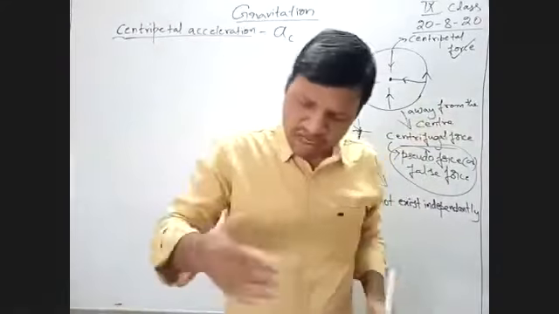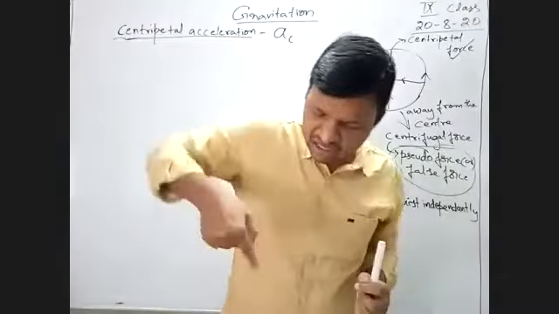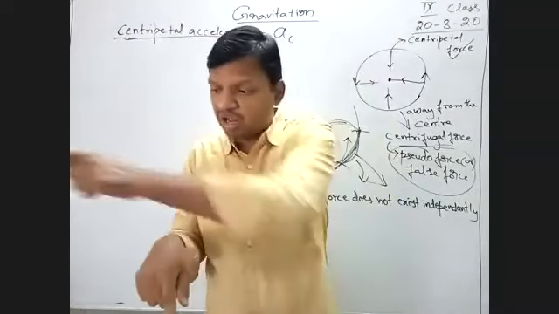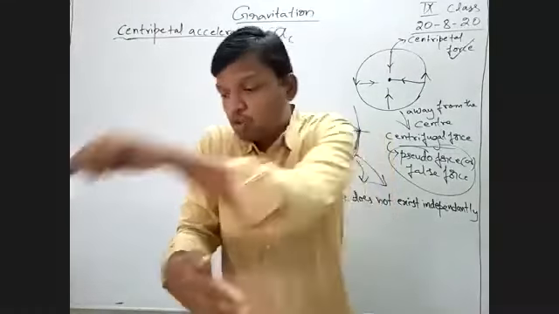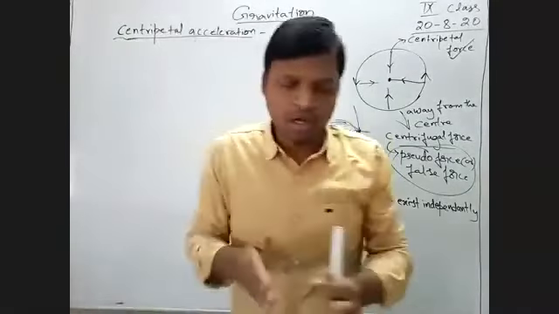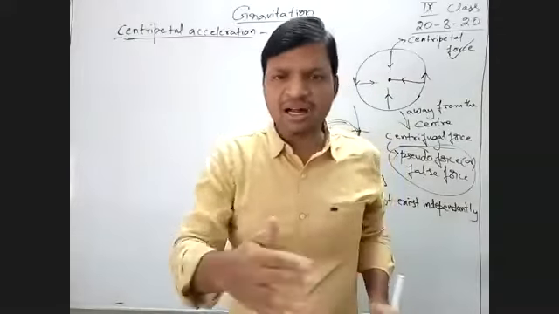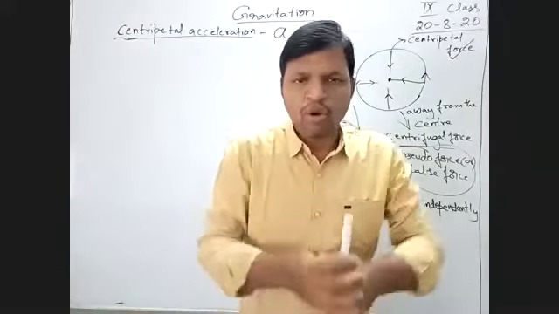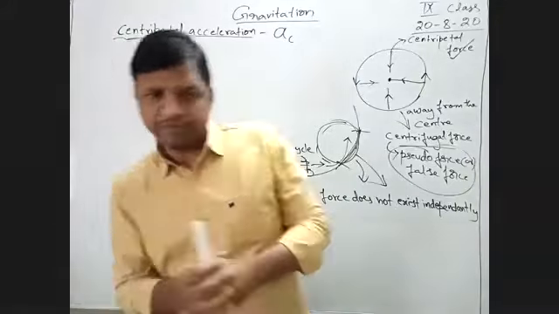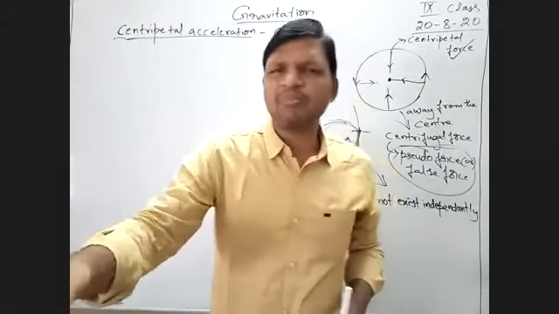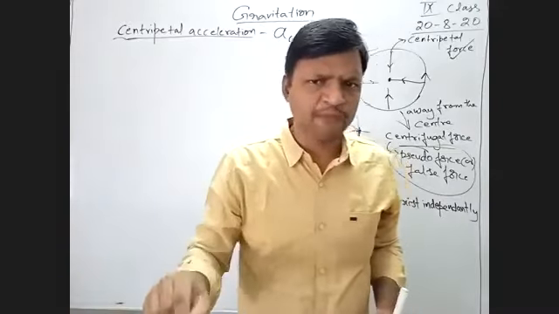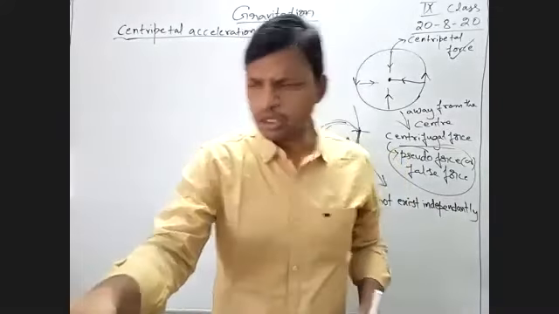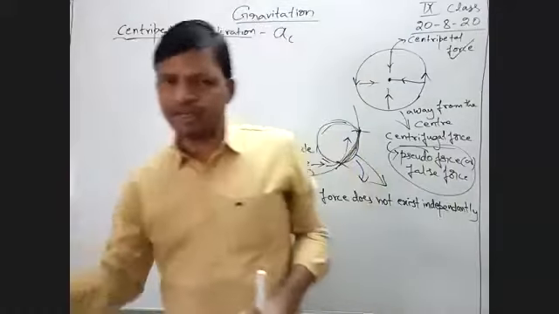So when you are negotiating a curve, where the circle is like this, you tend to fall away. You are negotiating like this, you will feel to fall away like this. So when you are sitting and the car or bus is negotiating a curve, what happens? You feel like falling away. So you will hold that particular pillar or the hand support in the car or the bus, so that you will not fall away.